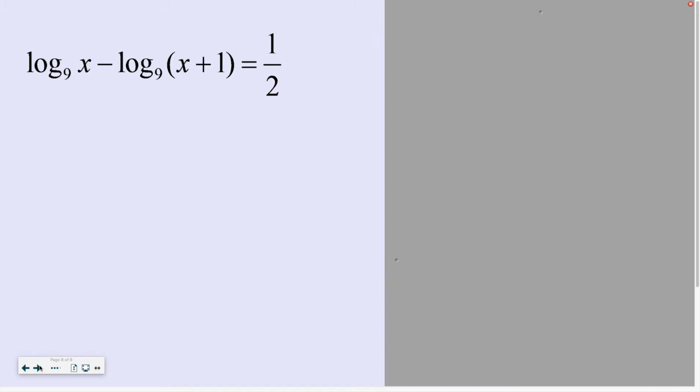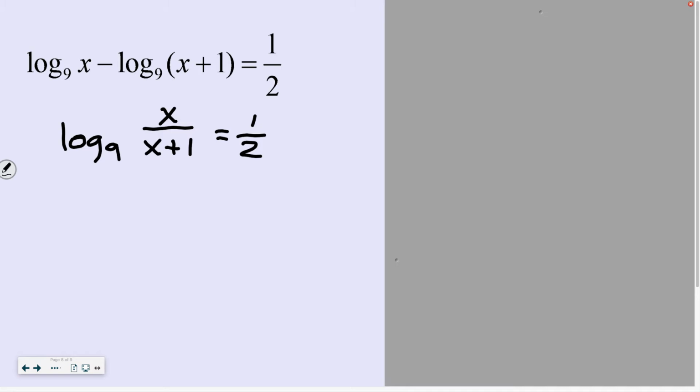So then our other option when we have more than one log is to condense. Okay. So let's condense the two logs. They have the same base, so they can be rewritten as log base 9 of, because they're being subtracted, they're going to condense into division, x over x plus 1. Okay. That's equal to 1/2. Well, now I've got it to one log, so that's good.